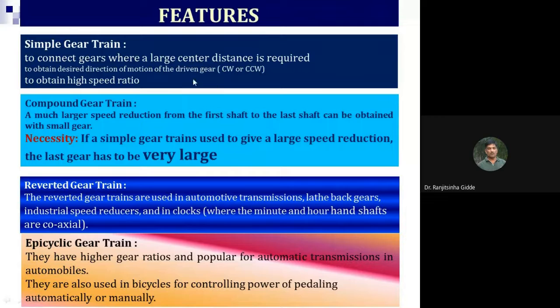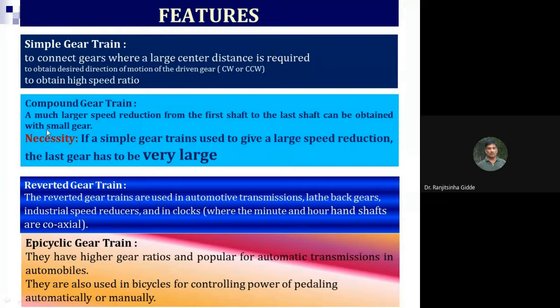So we can connect different gears based on number of teeth. So we can have 3 gears, we can have 4 gears. Based on that, we can get clockwise or anti-clockwise, that is counterclockwise direction of the driven gear.